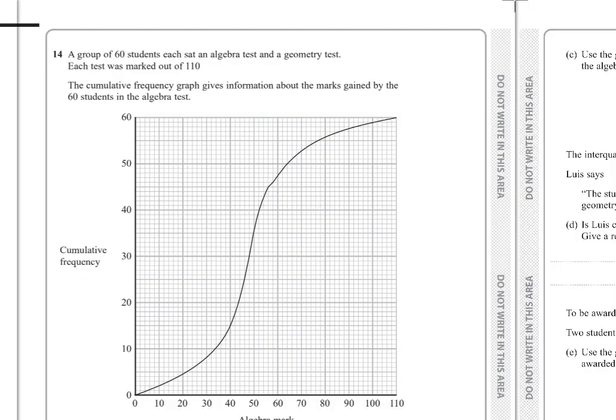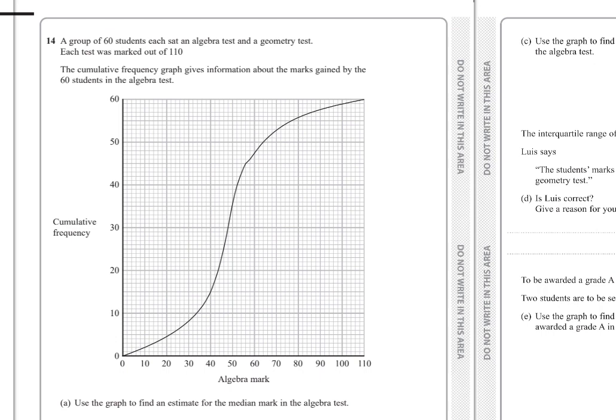Number 14. A group of 60 students each sat an algebra test and a geometry test. Each test was marked out of 110. The cumulative frequency graph gives information about the marks gained by 60 students in the algebra test. A. Use the graph to find an estimate for the median mark in the algebra test.